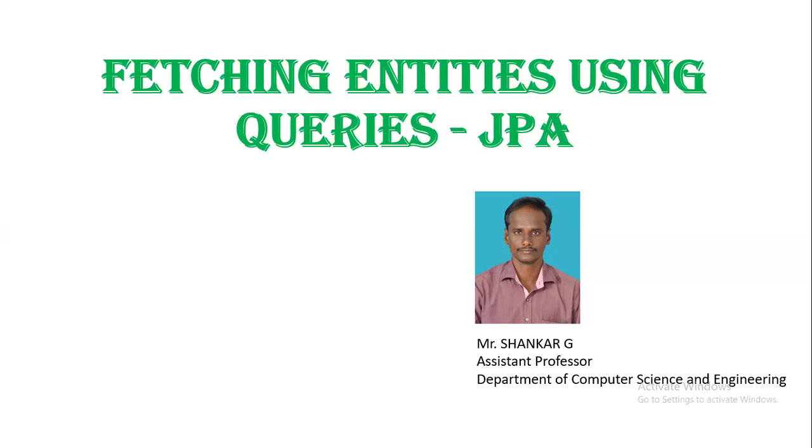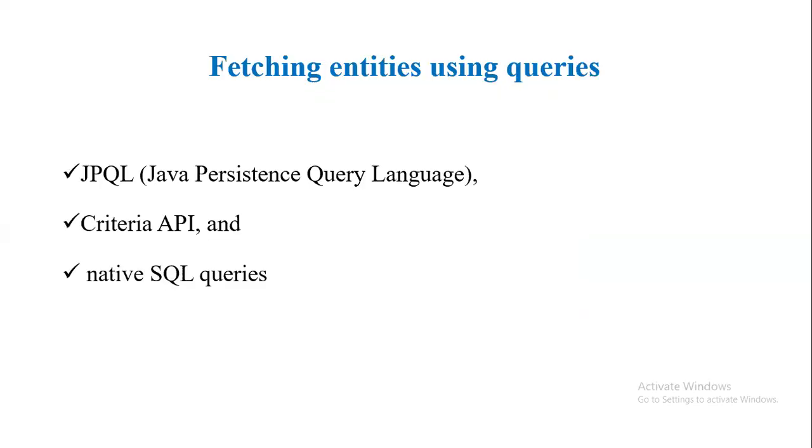In this we'll discuss how we fetch entities using queries in JPA. JPA involves retrieving data from the database through JPQL, Java Persistence Query Language, Criteria API, and native SQL queries. These are the three ways we use to fetch entities using queries in JPA. This is a crucial aspect of working with JPA as it allows flexibility and control over how data is retrieved. Let's see one by one.